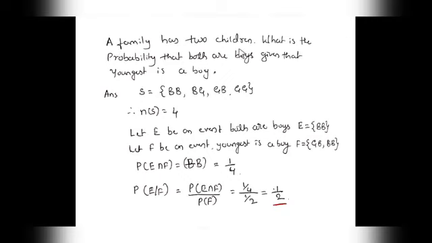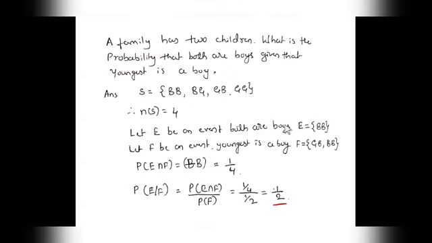A family has 2 children. What is the probability that both are boys given that youngest is a boy? This is an example of conditional probability. Here we have the sample space. If a family is having 2 children, then it may be boy boy, boy girl, girl boy, or both may be girl. Total number of outcomes in the sample space n of S is equals to 4. 1, 2, 3, 4. 4 options we are having.